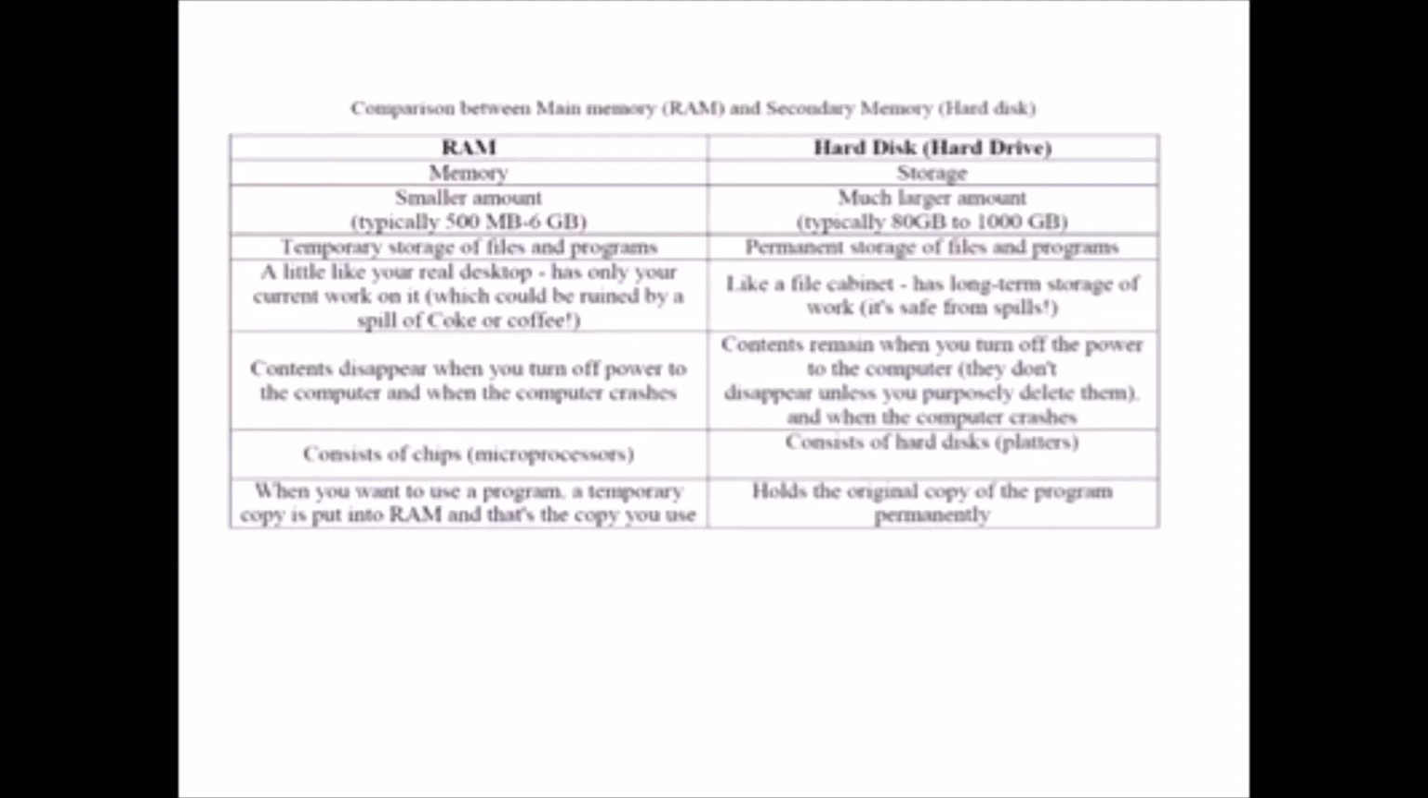Hard disk, contents remain when you turn off the power to the computer. RAM consists of chips or microprocessors. Hard disk consists of hard disks. RAM, when you want to use programs, a temporary copy is put in RAM and that copy you use. Hard disk holds the original copy of the program permanently.